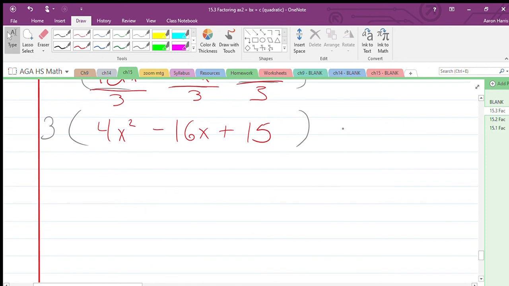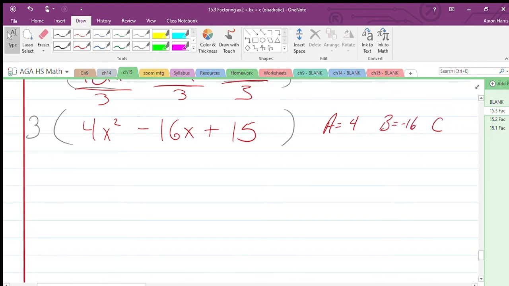I immediately see that a is equal to 4. That is greater than 1, okay? So I know I'm going to have to do an extra step. B is equal to negative 16. C is equal to 15. So what do I do with that? I do the absolute value of A times C, right? So that is 4 times 15. What is 4 times 15? That's 20. 4 carry the 2, so 60.